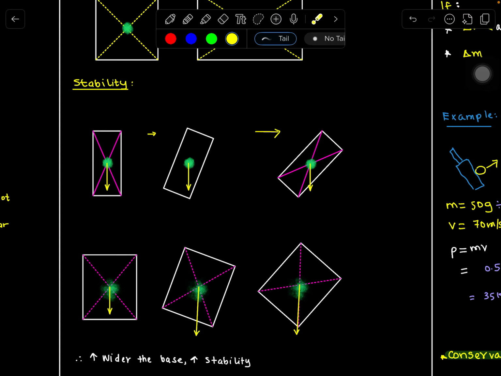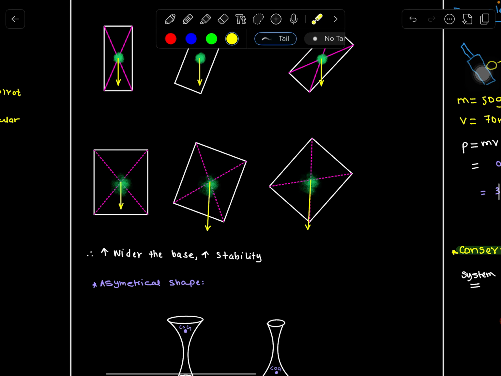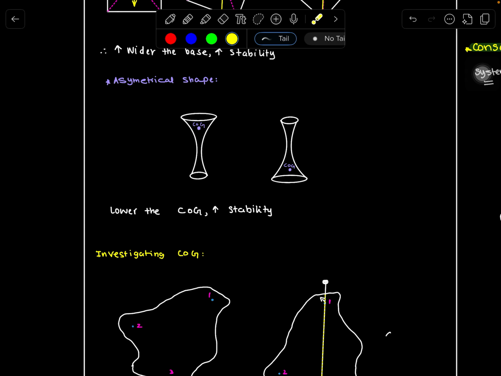But if the force causes the center of gravity to fall outside of the baseline, the object will topple over. And the wider the base of an object, the more stable it is. The lower the center of gravity of an object, the more stable it is. That is also why F1 cars or sports cars are so low, because they're trying to lower their center of gravity so that when they take sharp turns, they don't topple over or crash and can smoothly go over curved roads without any accidents.